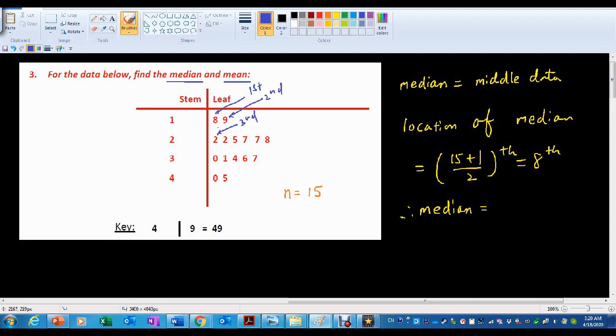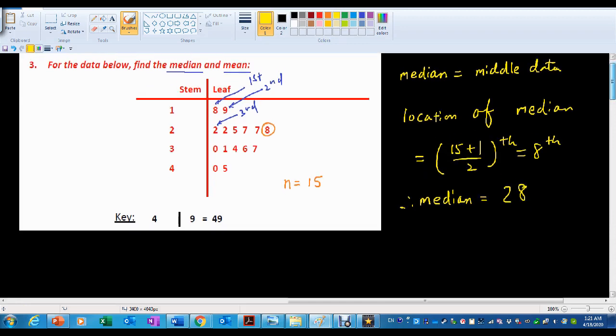So how could we find the order of the data? Third, fourth, fifth should be 25, sixth should be 27, seventh should be 27, right? Eighth should be, is that 8? But remember, the median is not just 8, it's 28. That's very important. So the median is 28.